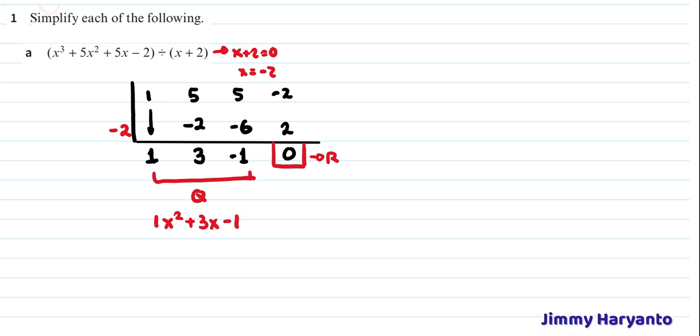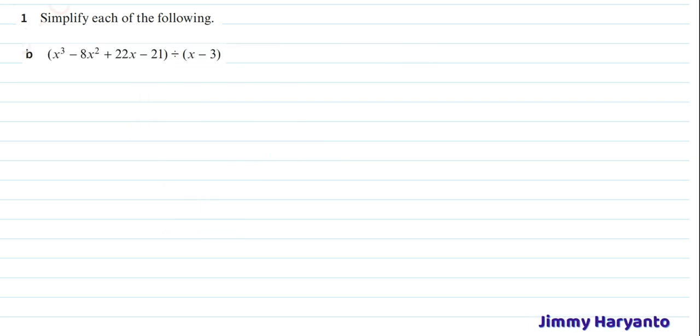So if you simplify this expression, it will become x squared plus 3x minus 1. Actually, you don't have to write down the 1 in front of x squared. Okay, next is question B, still the same as the previous.